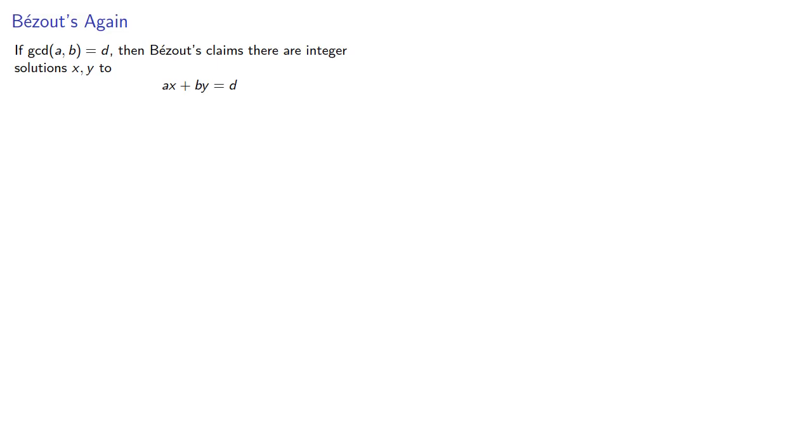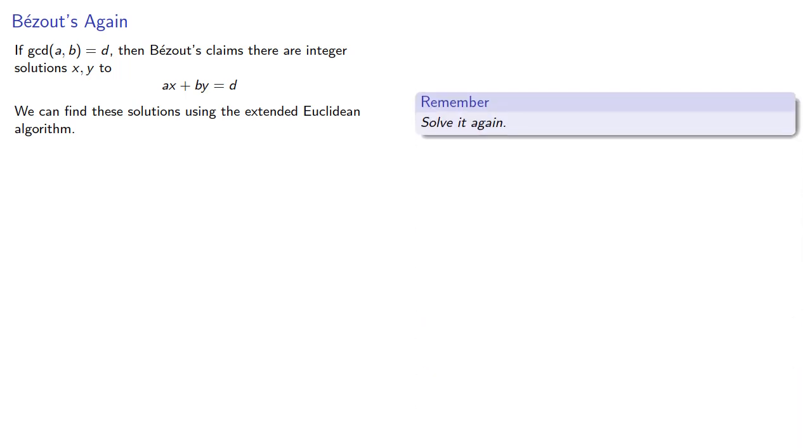If the greatest common divisor of a and b is d, then Bezout's lemma claims that there are integer solutions x and y to the linear equation ax plus by equals d. We can find these solutions using the extended Euclidean algorithm. But remember, a good way to understand mathematics is to solve it again. Let's find another way using modular arithmetic.